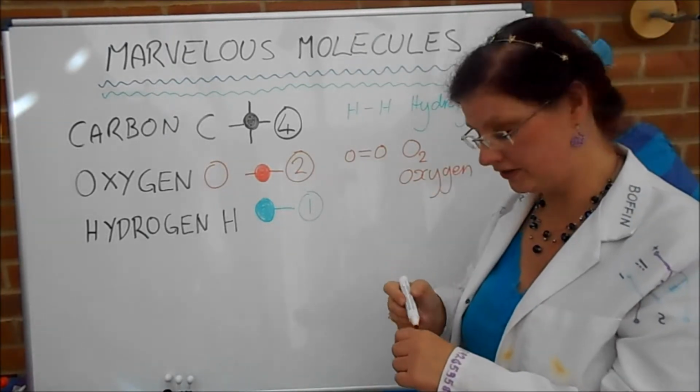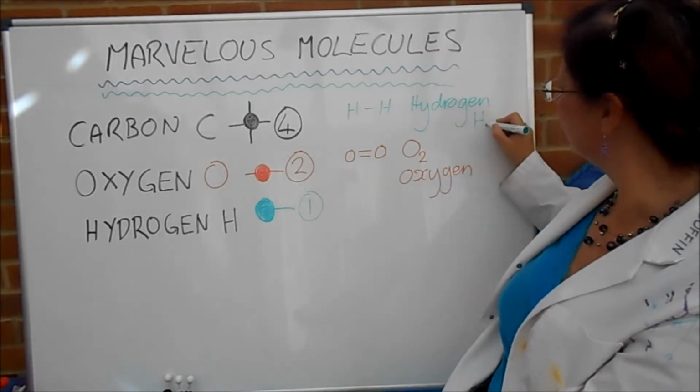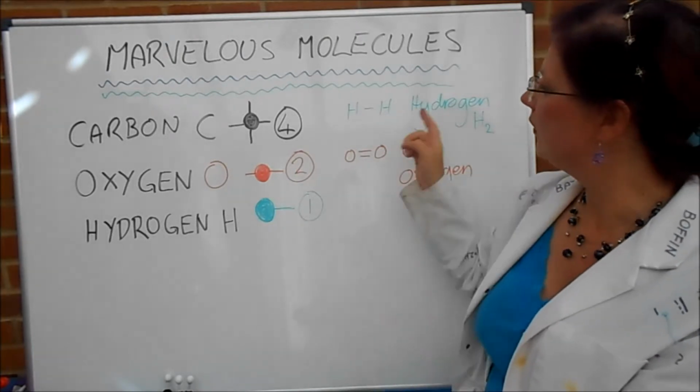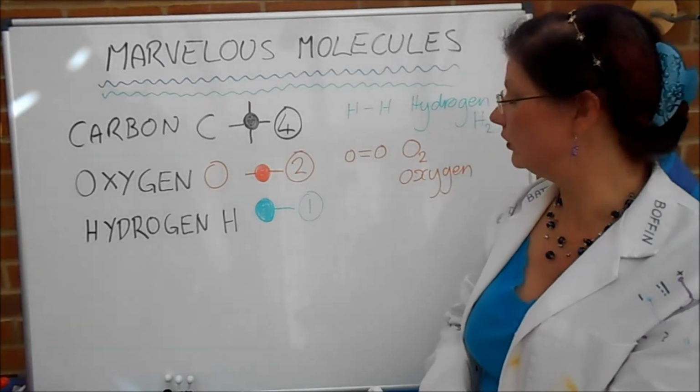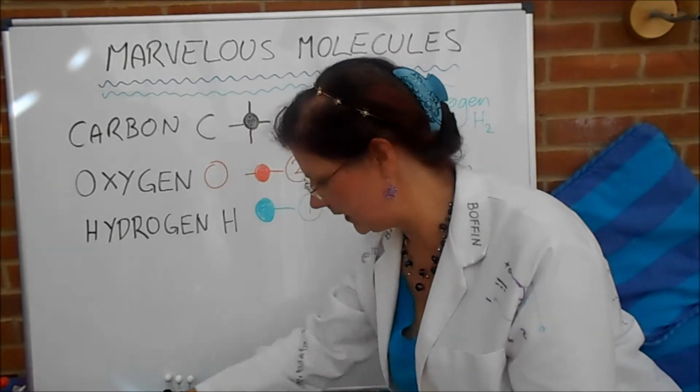Oh, I forgot to write the symbol for that one, didn't I? That one, H2. The little number just tells you how many of them you've got. So we've got H2 hydrogen and O2 oxygen. What else? So we've done those ones, we've done that one.